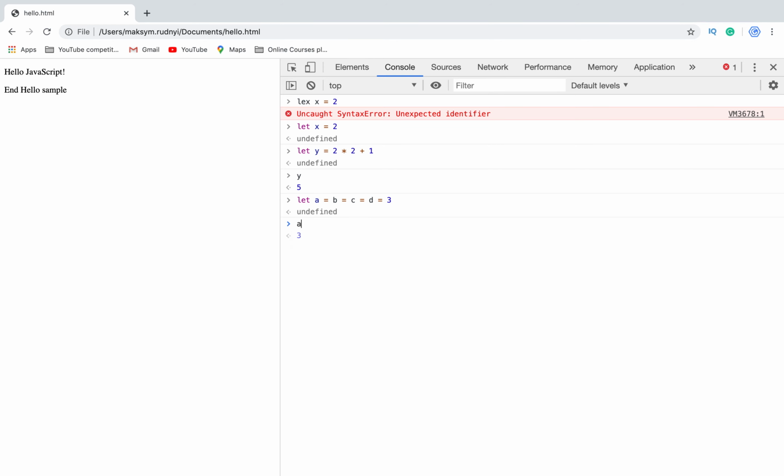And you have A is 3, B is 3, C is 3, D is the same. Why? Because it starts from the highest priority, and the priority is the same. It means that it starts from right to left. The first one was D assigned 3, then C assigned D, which was 3, and then A. And A has the same value of 3.